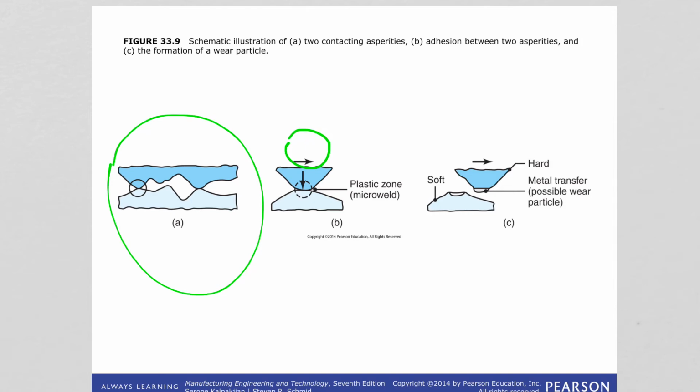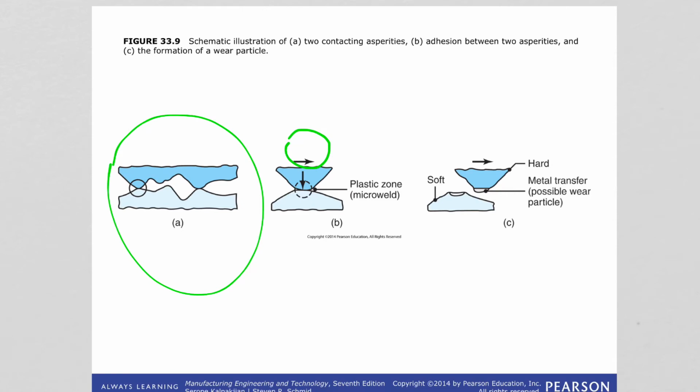Because of this, there will be plastic deformation and strain hardening at the asperities, and there can be diffusion between the two bodies, and also mutual solid solubility, depending on what type of materials are in contact. This will create adhesive bonds between these asperity junctions, and these adhesive bonds will be stronger than the base metals themselves.